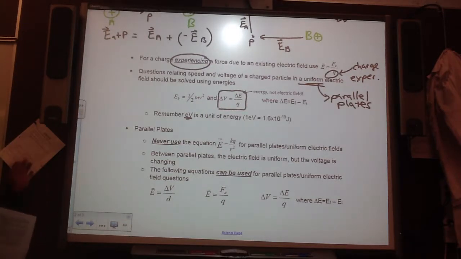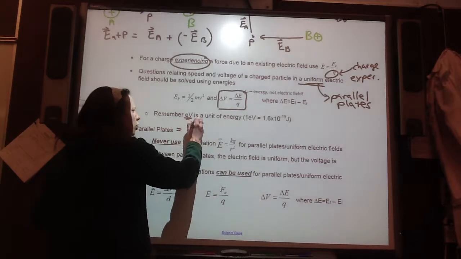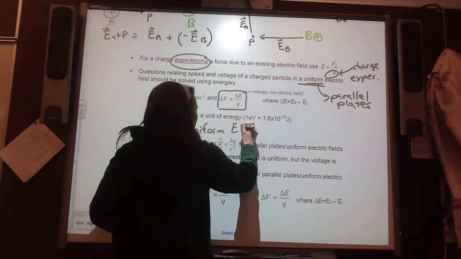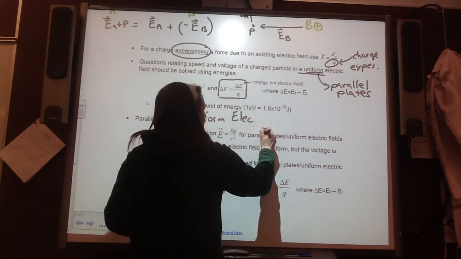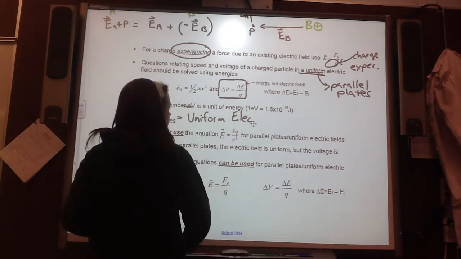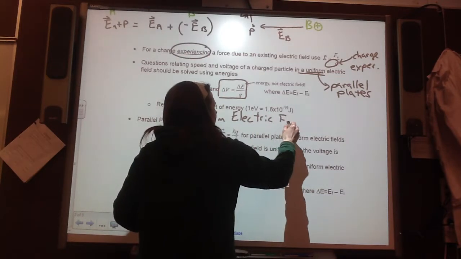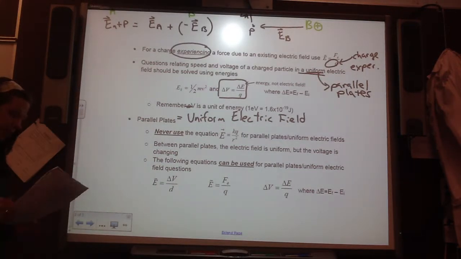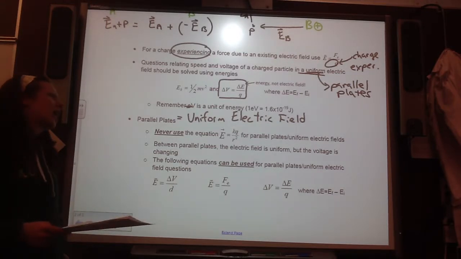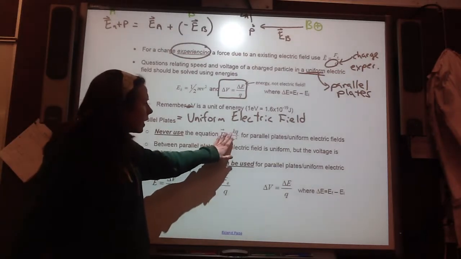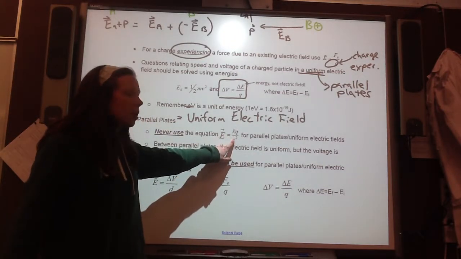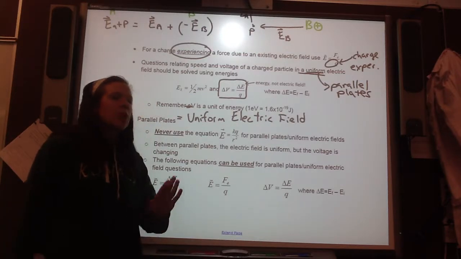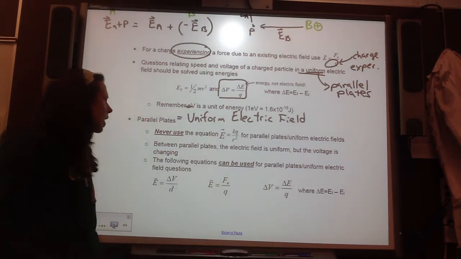All right, so now, parallel plates. This is also called uniform field or uniform electric field. So if you see either one of those, parallel plates or uniform electric field, they mean the same thing. For those, you never use E is equal to KQ over R squared because this formula talks about the strength being dependent on the distance. With uniform electric field, you assume that the electric field is the same throughout the whole plate. You disregard that it changes a little bit around the outside.